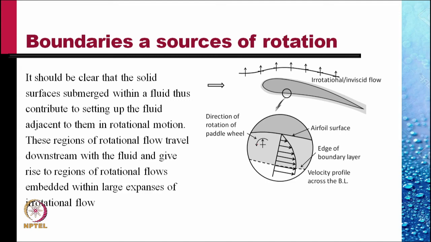Thus, within the boundary layer, rotational flow develops, and this is the source of rotation. Ultimately, these rotational flows shed in the wake, but for streamlined bodies, the wake is thin. So this region of rotational flow is limited.